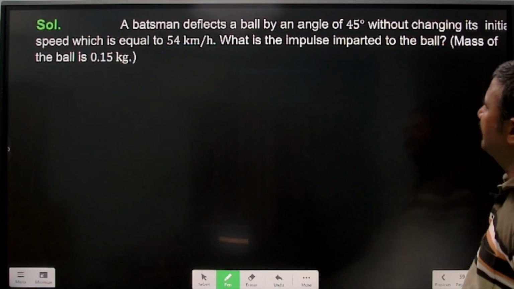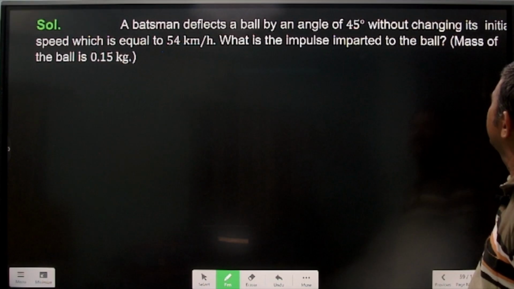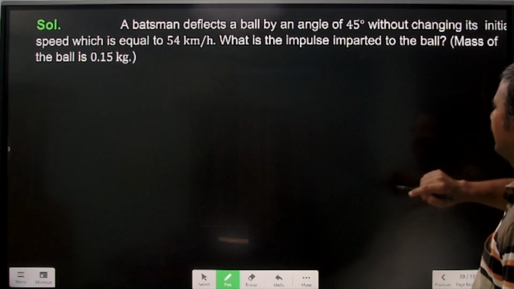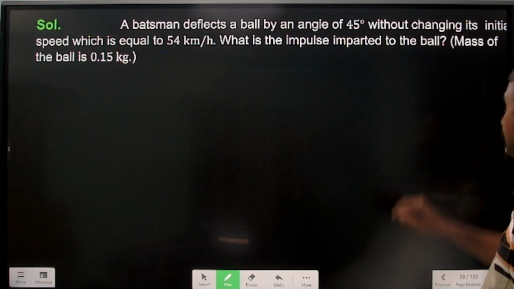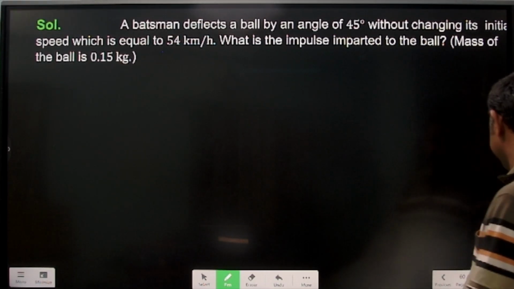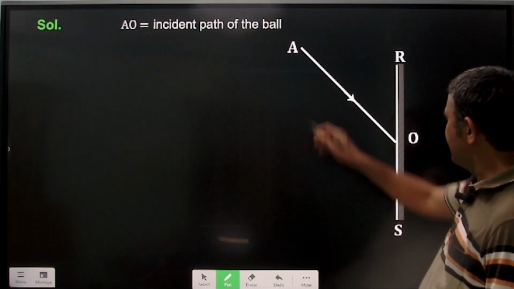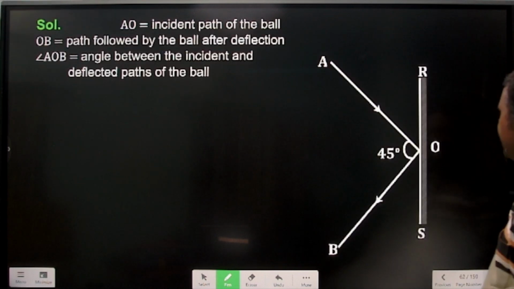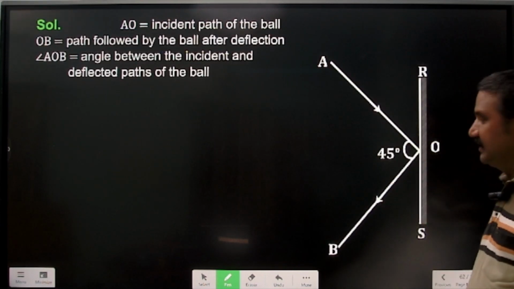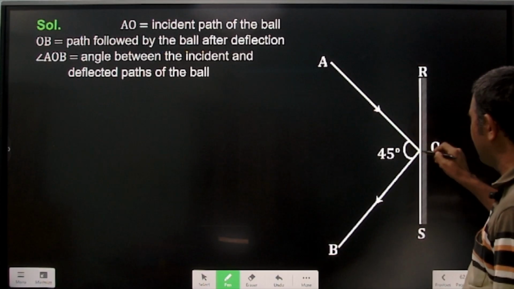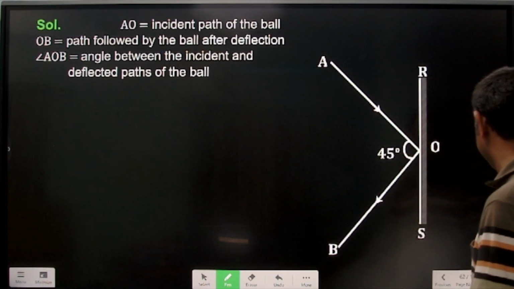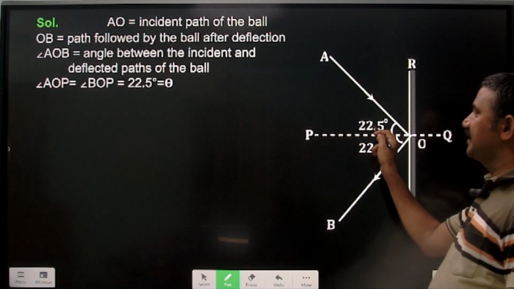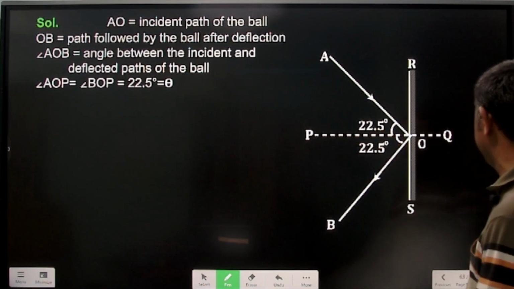And here a batsman deflects a ball by an angle of 45 degrees without changing its initial speed, which is equal to 54 km per hour. What is the impulse imparted to the ball? In this case, this is the incident path of the ball. This is u, and this is the final path of the ball. The angle between the initial path and the final path is 45 degrees. But here it makes an angle with the normal, that is 22.5 degrees, and this is also 22.5 degrees.